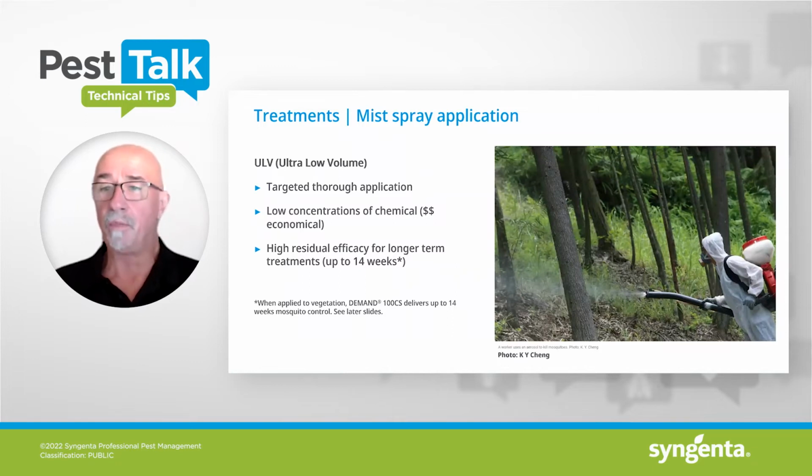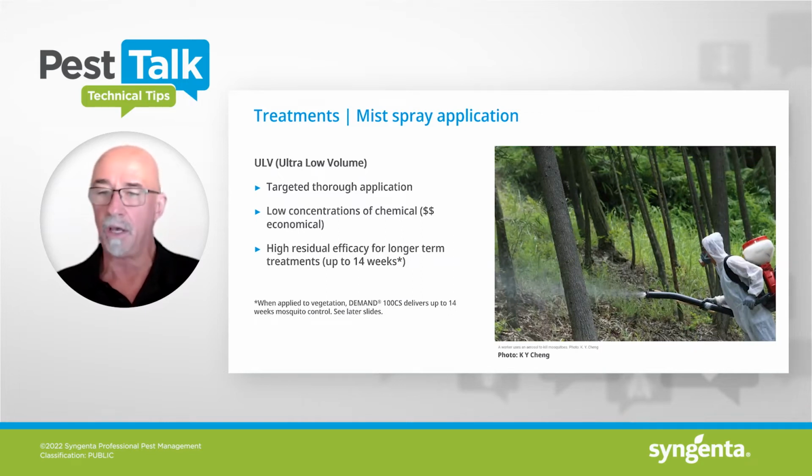Treatments and low wet mist spray applications. Ultra low volume is a really, really important part of adulticide application. Targeted through the application, it's a low concentration of chemicals, which is very economical. High residual efficacy for longer term treatments, up to 14 weeks. And when you use Demand 100 CS, I'll go through that shortly, it's actually showing a fair bit of efficacy.